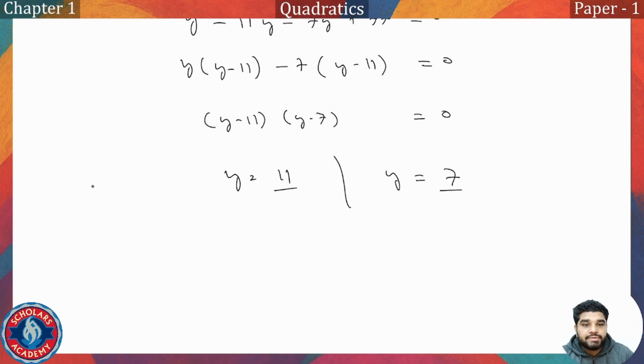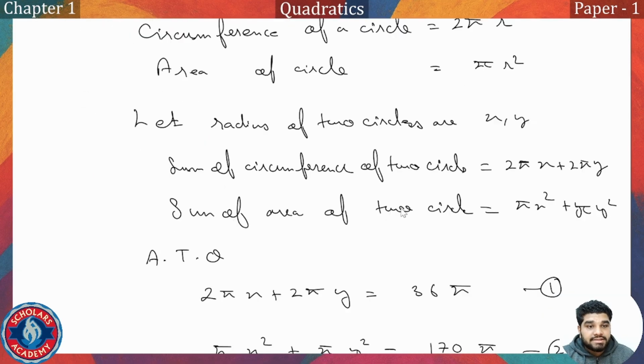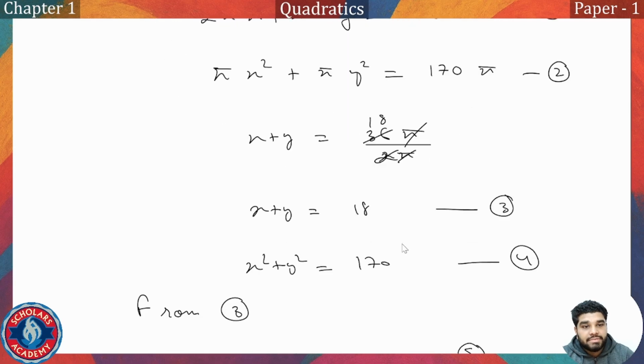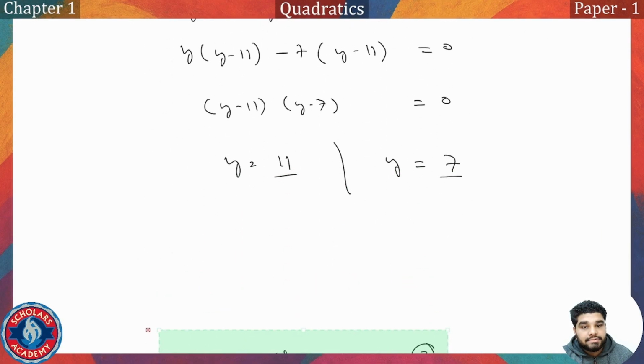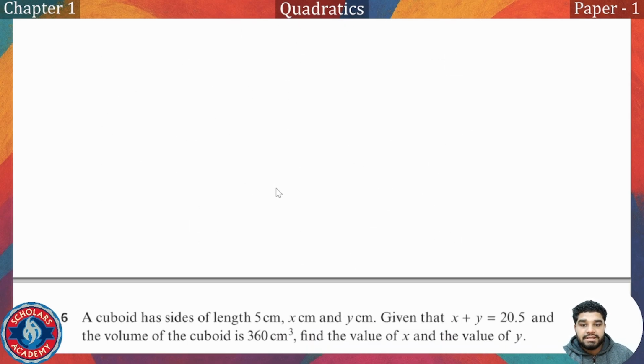So these are the two values, and so if we take the radius of one circle as 11, the second circle will have radius 7, because from equation number 3 we can say that x + y is 18, right? So if y is 11, the radius of one circle is 11, x is 7, and if y is 7, x will be 11. All right, I hope you understood this. Let's move forward.